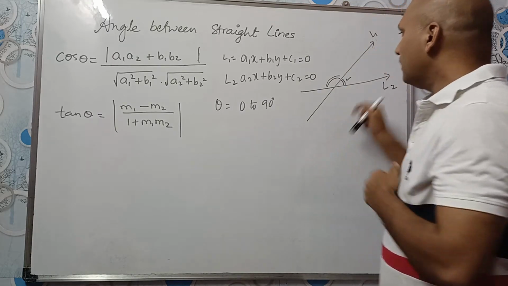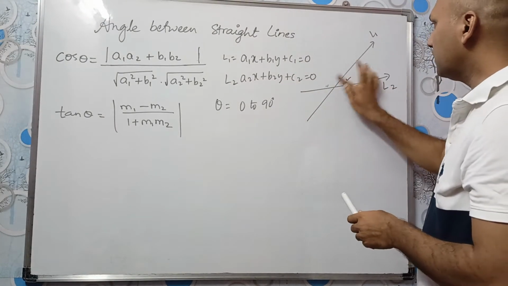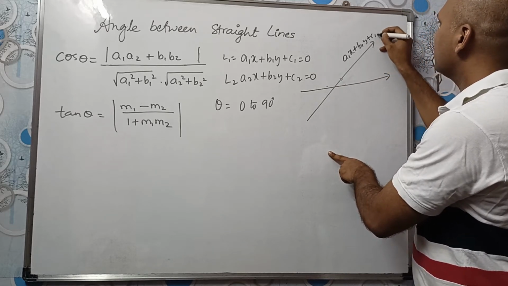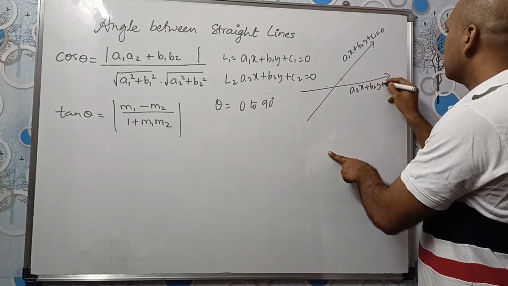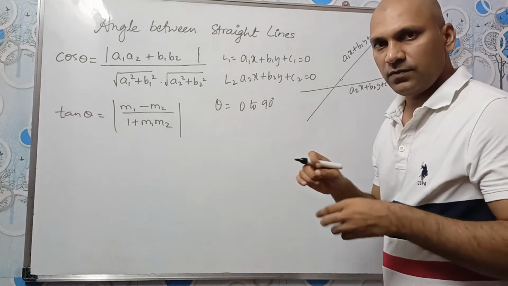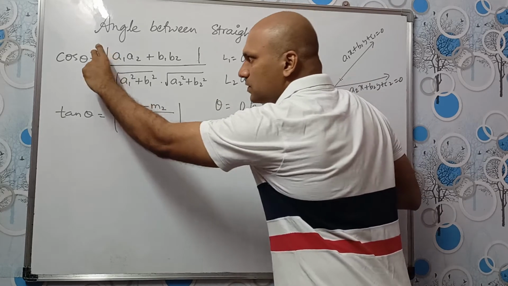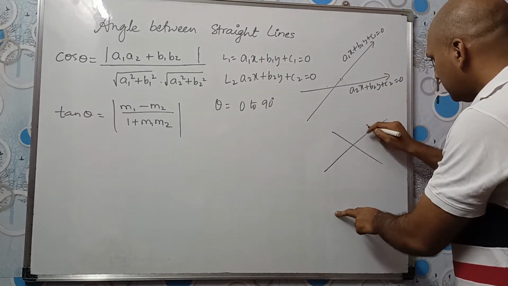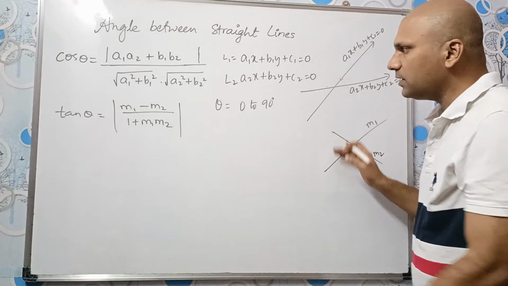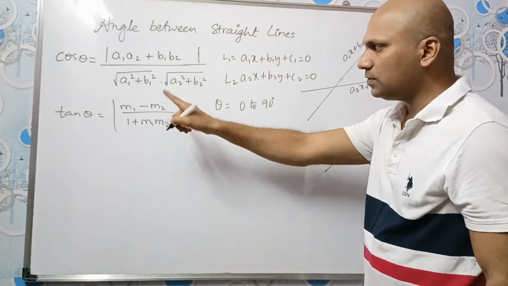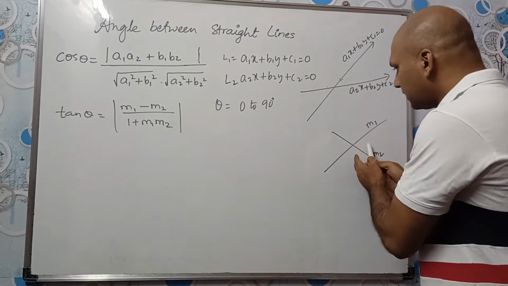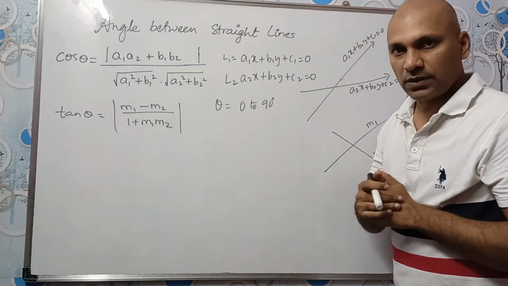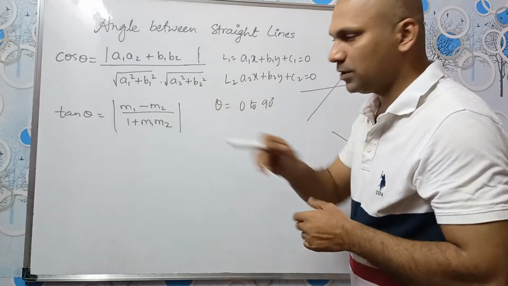See, when equations of lines are given, this is the equation of first line and this is the equation of second line. When equations of lines are given and you are asked to find angle between the two straight lines, we can use cos formula, this first formula. If slopes are given, let us say this is the slope of first line, this is the slope of second line, we can use the second formula. Tan theta is equal to m1 minus m2 by 1 plus m1 m2. If slopes are given, can we use the cos formula? No, we cannot use it.